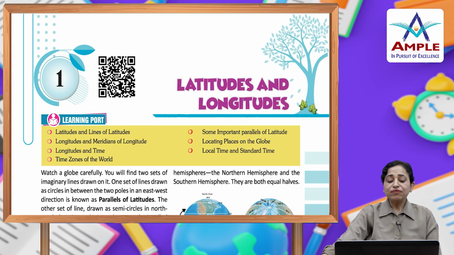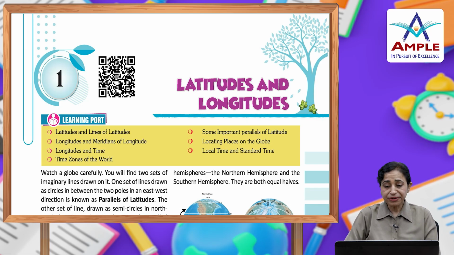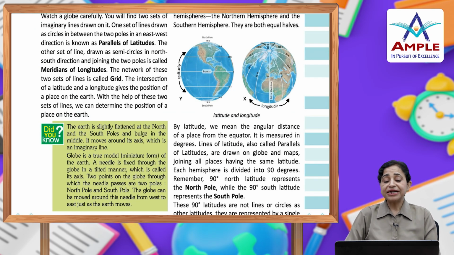Let's start. Watch a globe carefully. You will find two sets of imaginary lines drawn on it. जैसा कि आप ग्लोब की पिक्चर में, आप सामने दी गई पिक्चर में देख पा रहे हैं. One set of lines drawn as circles in between the two poles in an east-west direction, which is known as parallels of latitudes. The other set of lines drawn as semicircles in north-south direction and joining the two poles is called meridians of longitude. The network of these two sets of lines is called grid.